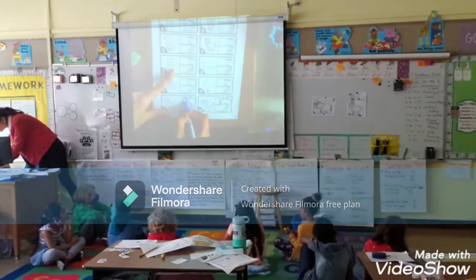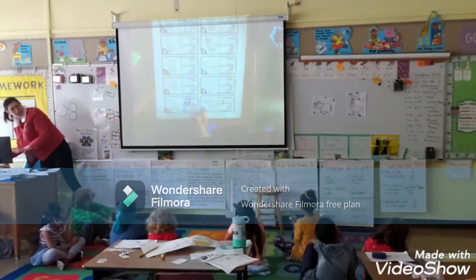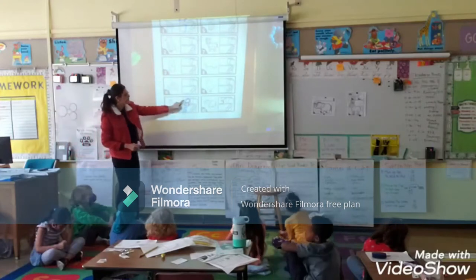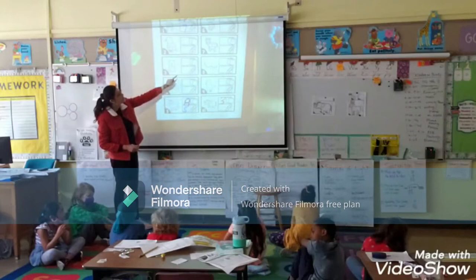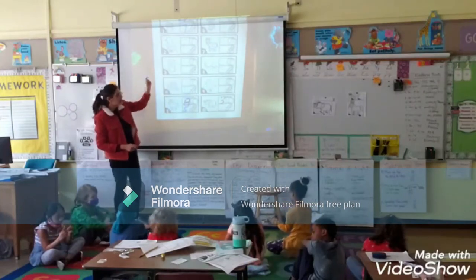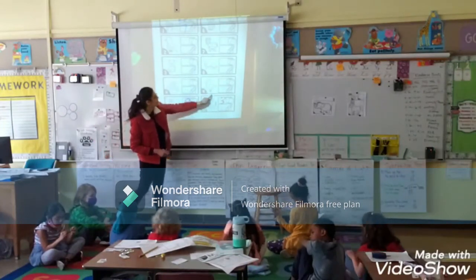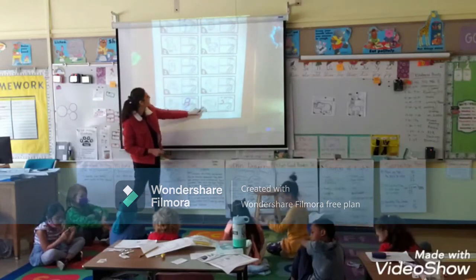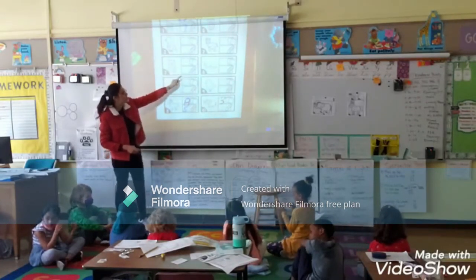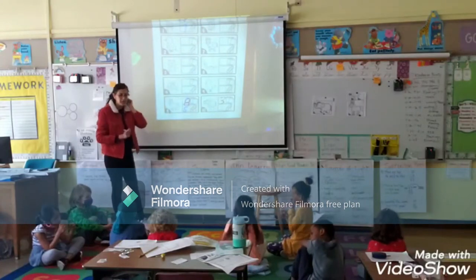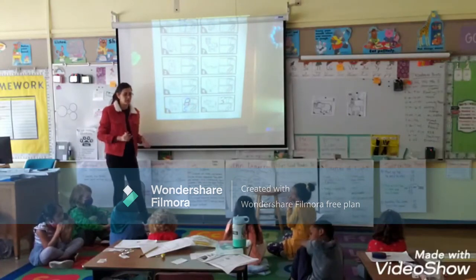This is 8 cubes long, and that is 5 paper clips. 8 cubes and 5 paper clips. I write it down over here, right? And you guys will do the same thing. You have to measure the length of the duck and the elephant and the horse and the snake. Use the paper clips and cubes to measure the lengths.